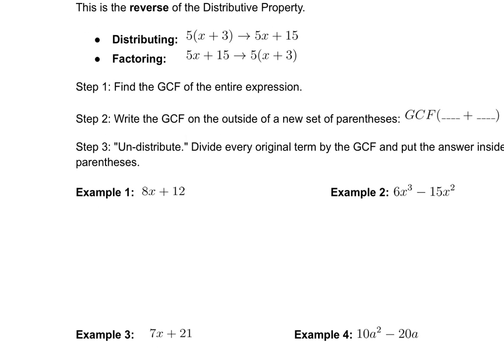So our step one is to find the greatest common factor. We need to find what we can divide out of both terms. Step two is to write that greatest common factor on the outside of a new parenthesis. And then step three would be to divide that greatest common factor out of all of the terms.